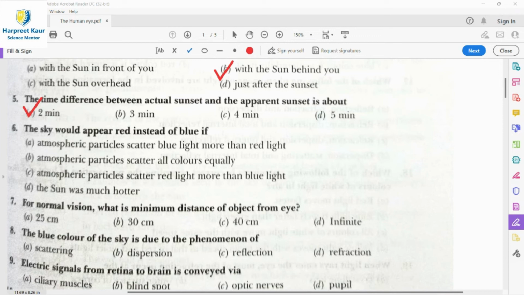But now in this question, the sky would appear red instead of blue. So the answer would be option C, that is, atmospheric particles scatter red light more than blue light. If red light is scattered more, then only the sky would appear red instead of blue. So option C is the right answer.